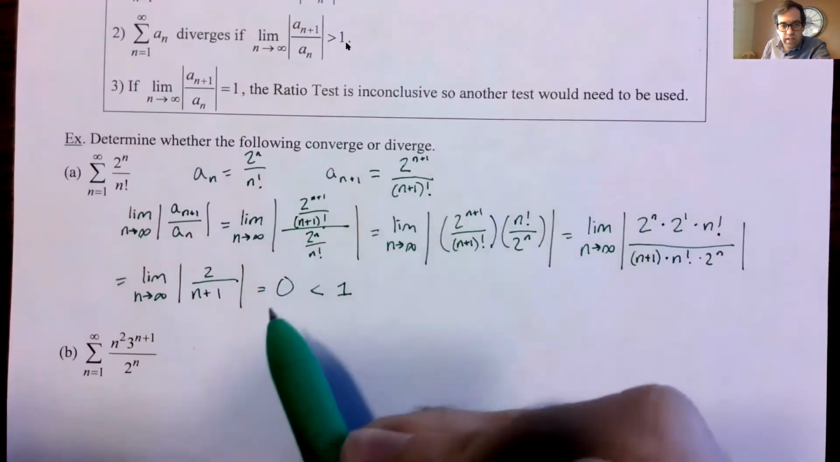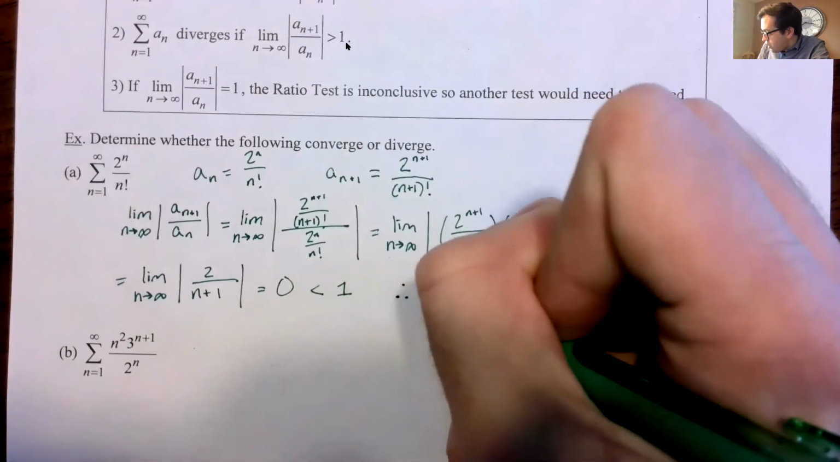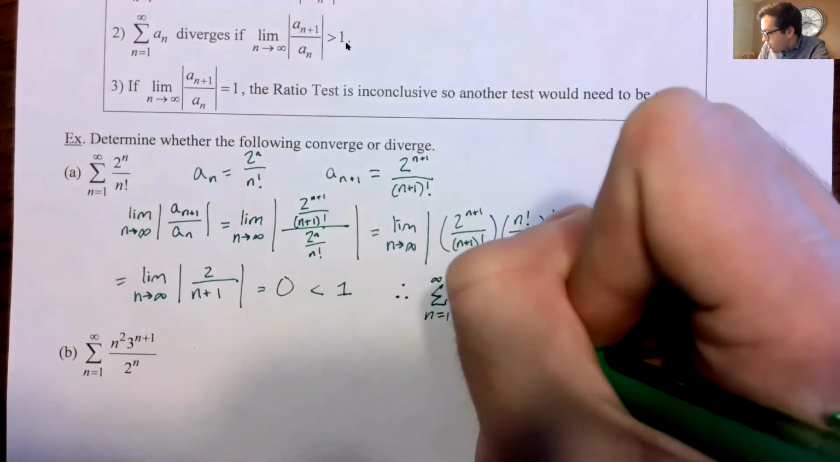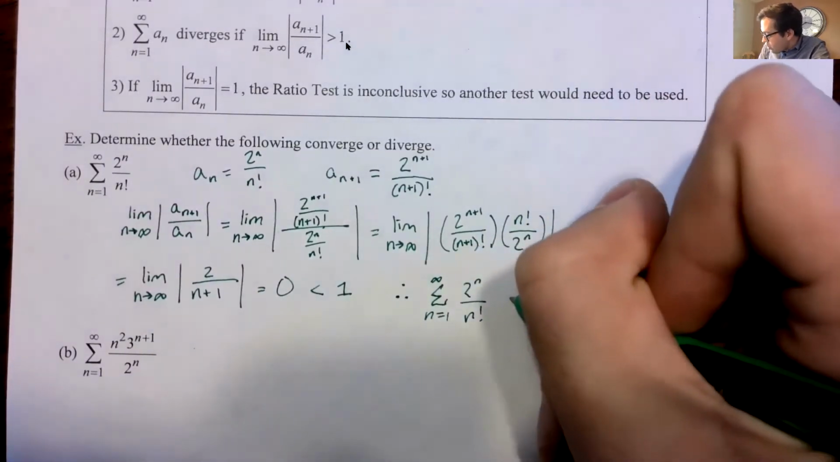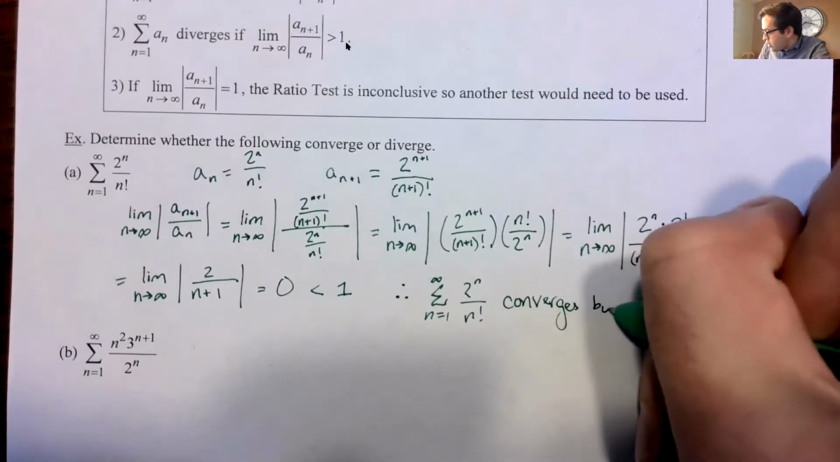So that's all we have to write. 0 is less than 1. Therefore, the series n equals 1 to infinity of 2 to the n over n factorial converges by the ratio test.